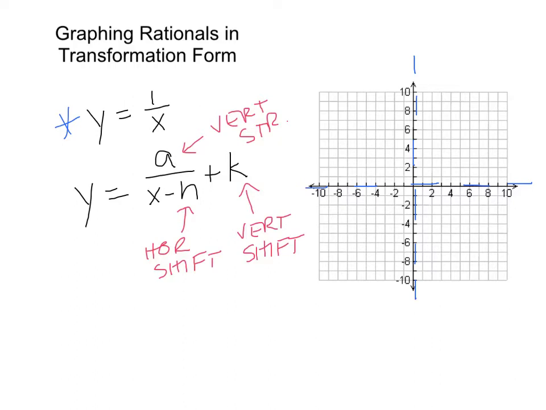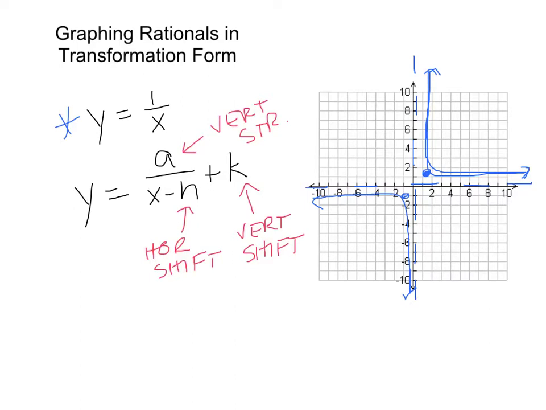Now if we were to plug in some points, like let's say 1, so if x were 1, we would get y equals 1 over 1, which is 1. So that's one point, on (1, 1). And then let's plug in negative 1. So that would be y equals 1 over negative 1, which is negative 1. So a rational has two branches, and one branch follows those asymptotes like this, and the other branch follows the same asymptotes like that. I swear it's going through that point. We're going to use this as a guide to help us graph the rest of our rationals in transformation form.